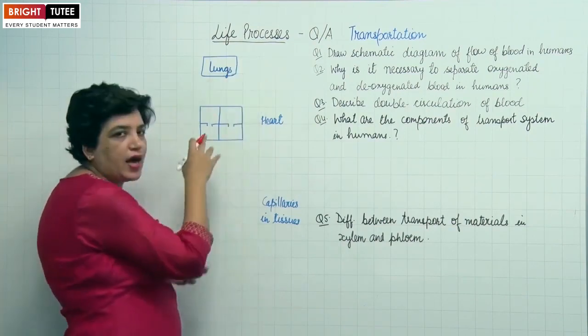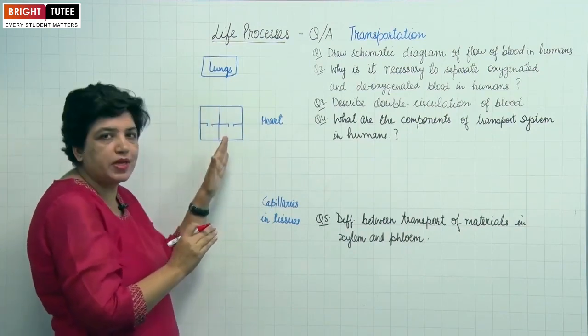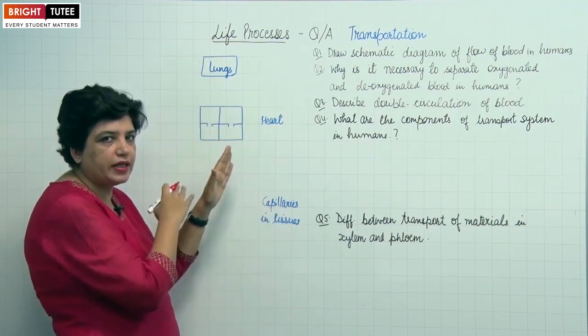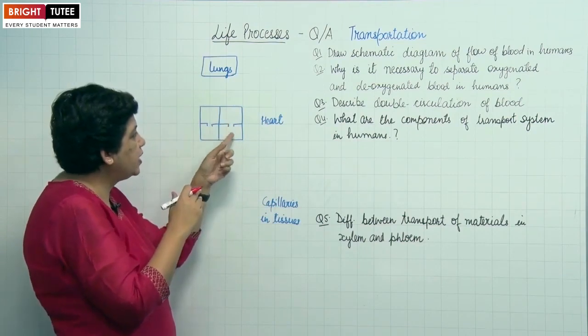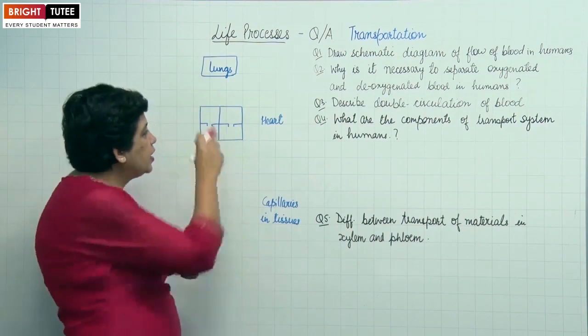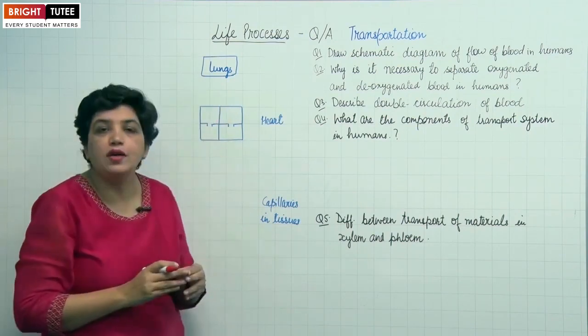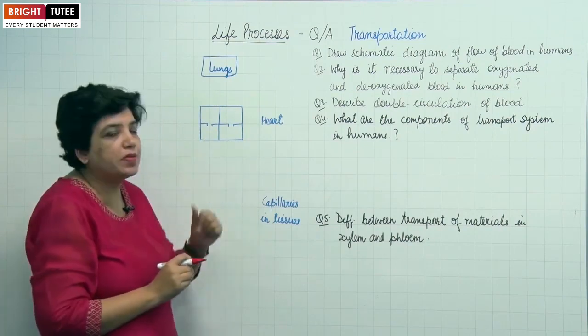So the heart, you can show the 4 chambers. There is a wall in the middle between the left side and the right side. And the left side and the right side are attached by these valves. The upper 2 chambers are called atrium and the lower 2 chambers are called ventricles. So start from the lungs.